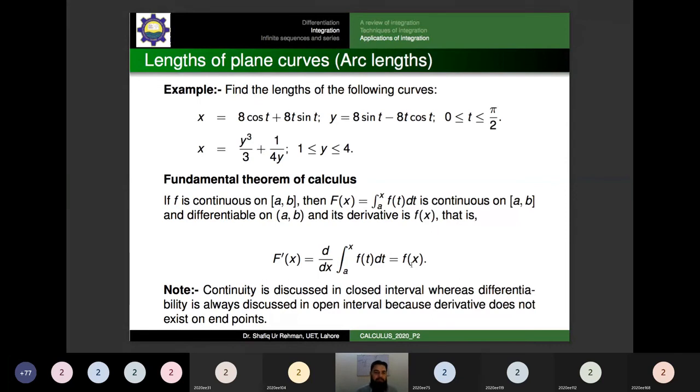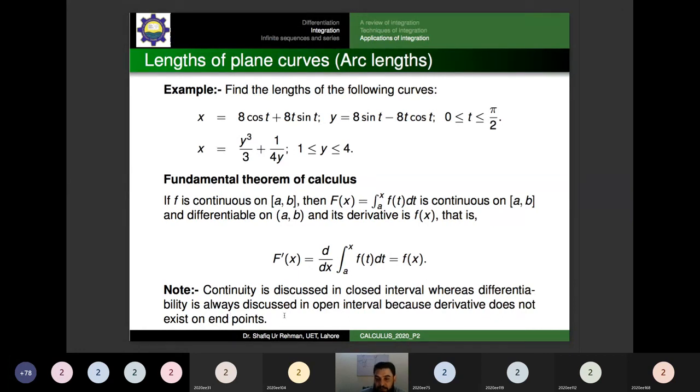As a remark, continuity is always discussed against a closed interval, whereas differentiability is always discussed against an open interval. What is the argument? Why do you take an open interval? Because the derivative does not exist at endpoints.